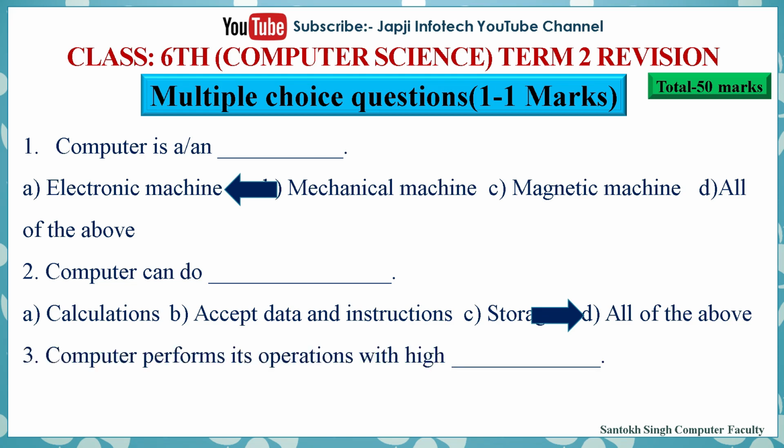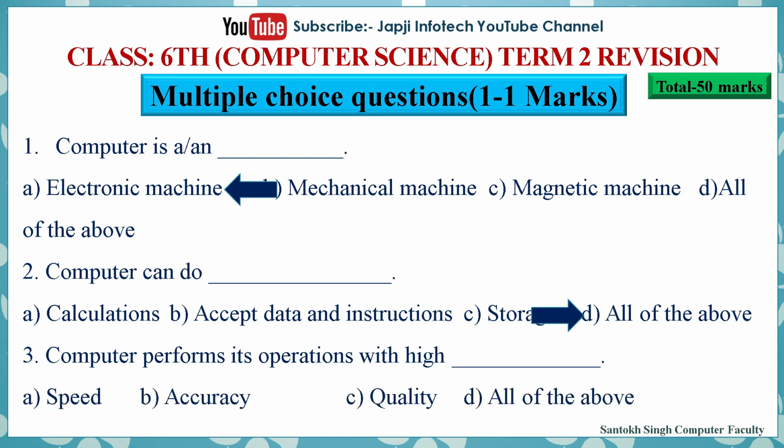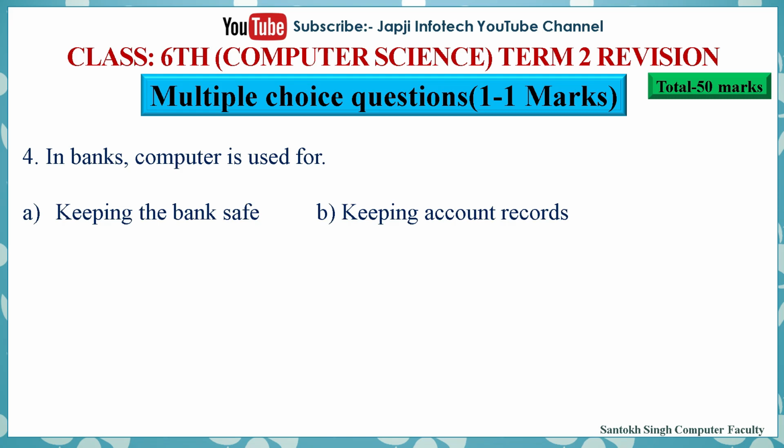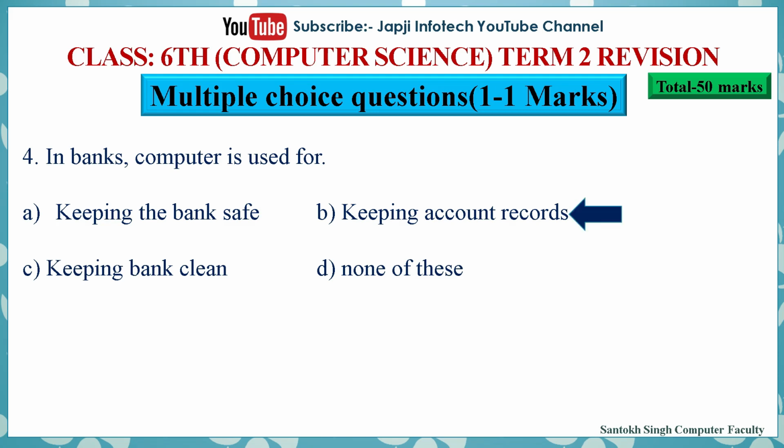The third one is, a computer performs its operation with high dash, and the options are speed, accuracy, quality, and the last one is all of the above. The right answer is all of the above. The fourth question is, in a bank, a computer is used for dash, and the options are keeping the bank safe, keeping account records, keeping the bank clean, and the last one is none of these. The right answer is keeping account records.